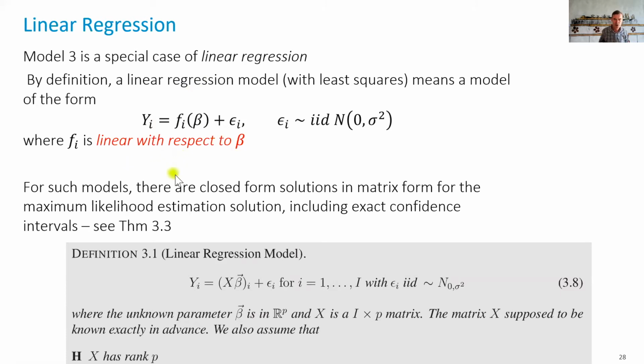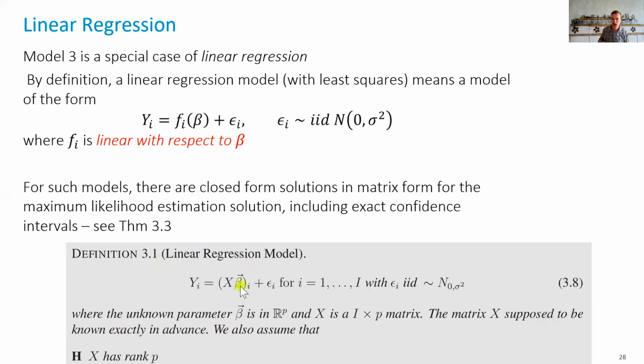So for such models, there is a closed form in matrix form. I assume I have a model of this kind here. I still need to make some assumption for the theorem we saw before to apply. The assumption here is that X has full rank.